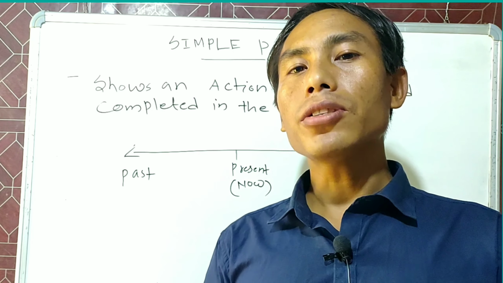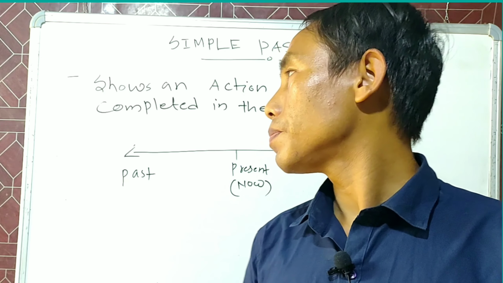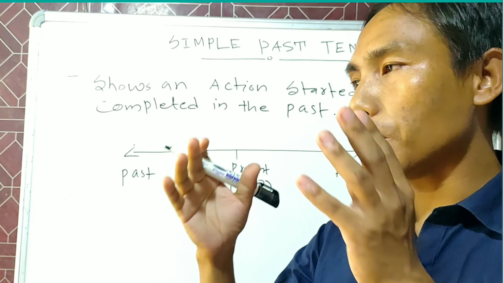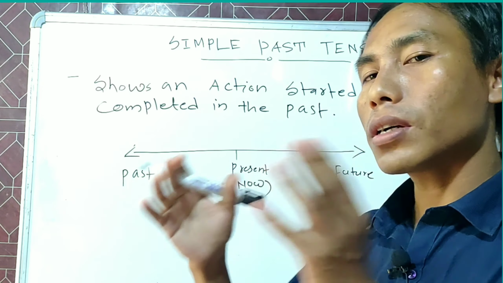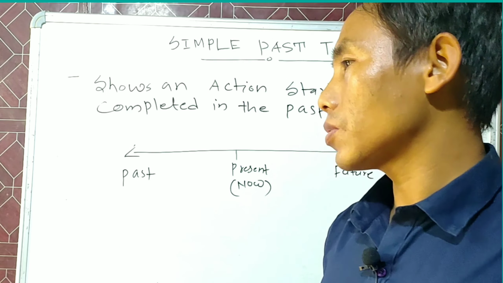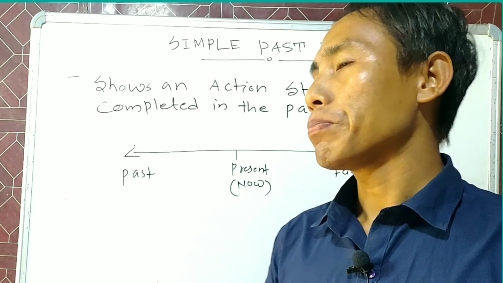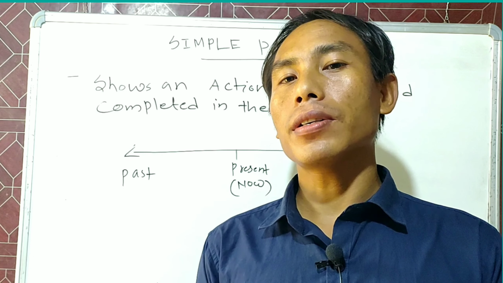So let me explain to you with an example. I took my breakfast. Here I started to take my breakfast and also completed eating. So that is a simple example of the simple past tense. Let me explain to you further.